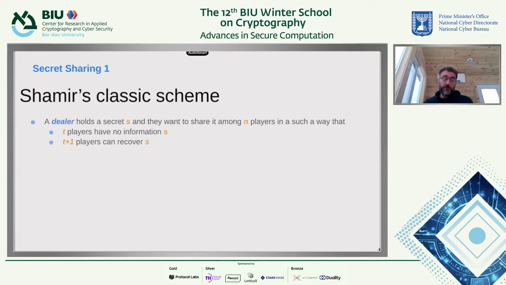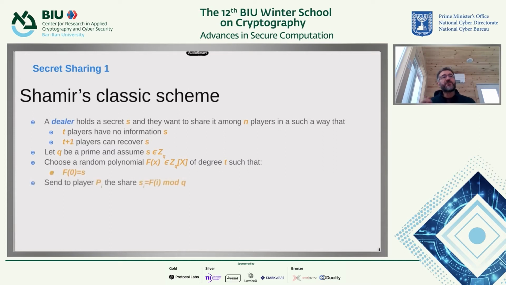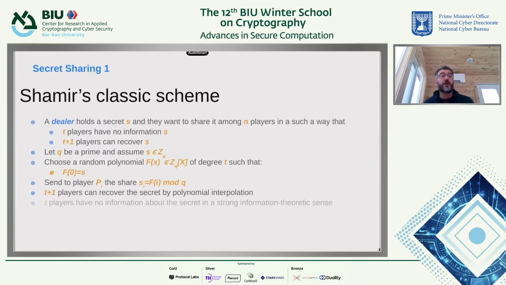For those of you who don't know Shamir's scheme, let me briefly recall it. Let's assume that q is a prime, and that s is the secret, an integer modulo q. You choose a random polynomial with coefficients in Zq of degree t, such that the free term is the secret. Then each player receives a point on this polynomial. Because the polynomial is of degree t, t plus 1 players can recover the entire polynomial by polynomial interpolation. And t players have no information about the secret in a strong information theoretic sense.